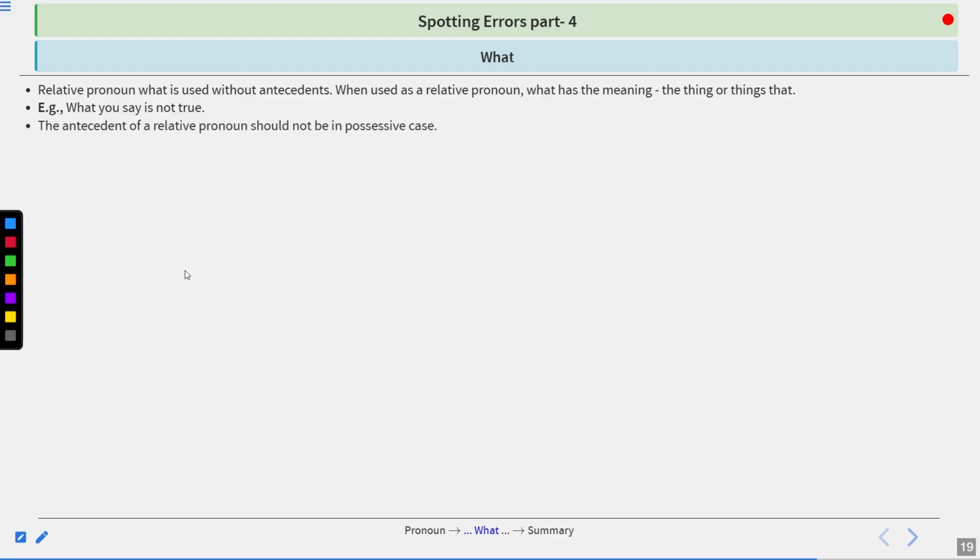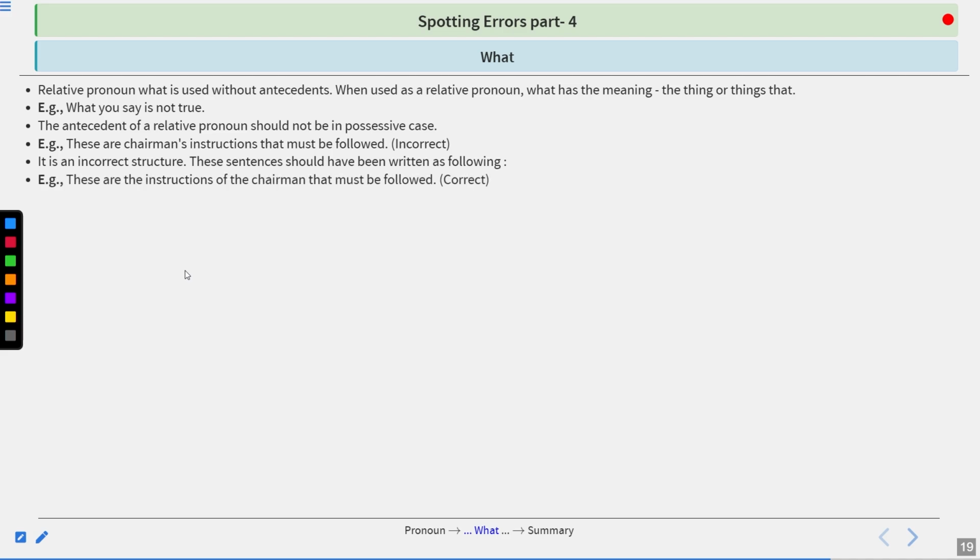So what does not take any antecedent before it? The antecedent of a relative pronoun should not be in possessive case. So if we talk about the antecedent of a relative pronoun, it should not be in possessive case. These are chairman's instructions that must be followed, which is incorrect. It is an incorrect structure. These sentences should have been written as follows: These are the instructions of the chairman that must be followed. I hope you have understood.